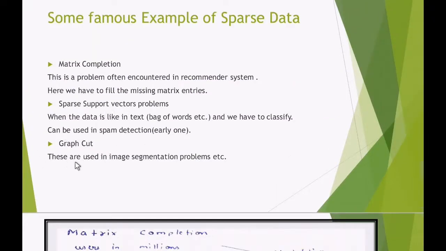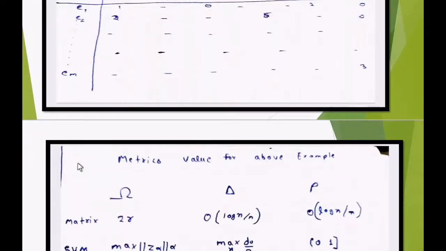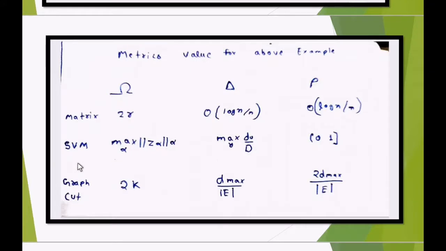And another one is graph cut, that is used in image segmentation. Now for all these problems that I have defined above, matrix completion, SVM problems, graph cut problems, the values of these three statistics are very small. And the smaller these values, that means there is more sparsity, and the more the sparsity, the better our algorithm Hogwild is going to perform on these problems.